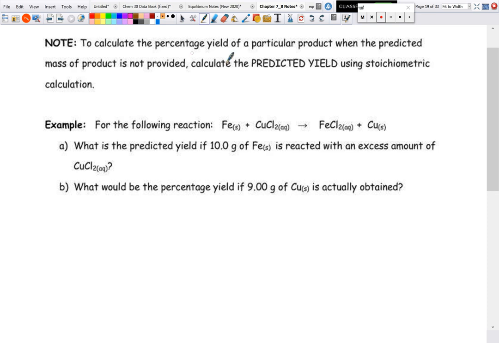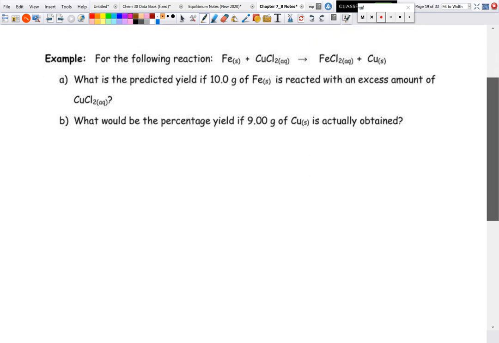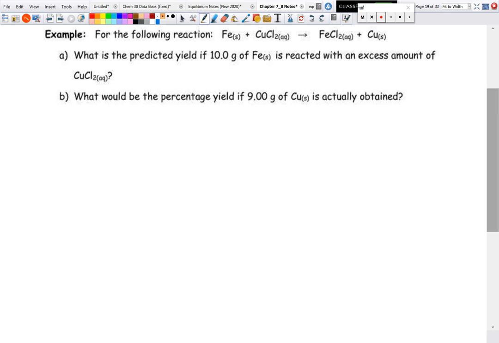Of course, to calculate percent yield, we need to get our predicted values, so we do need to do stoichiometry. This is the example that we're going to go through. And then I'm going to ask you to go through your workbooks and try some of these that are in your workbook as well. So we have part A and part B. For the following reaction, we have a single replacement reaction between iron and copper(II) chloride to produce iron(II) chloride and copper solid. For part A, it says, what is the predicted yield if 10 grams of iron reacts with excess copper(II) chloride? Because we're looking at our products here, we see this is aqueous.